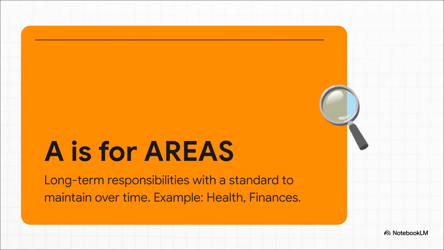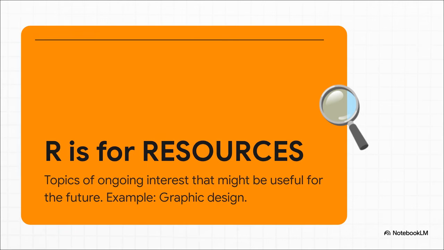Next up, A is for areas. These are the big, ongoing responsibilities in your life. Things like health or finances. You never really finish taking care of your health, right? And here's a key insight. Projects are often born from your areas. So your health area might inspire a run a 5K marathon project. See how that works?